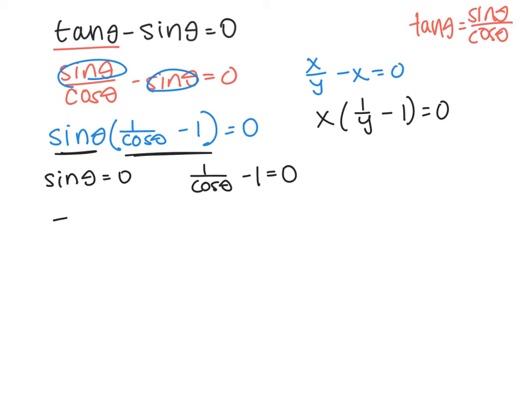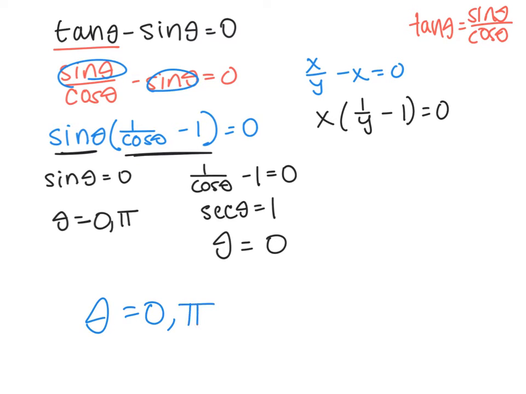For sine of theta equals 0, we get 0 and pi. Over here, add 1, and really we can change that 1 over cosine into secant. So we get secant of theta equals 1. And that's the same as where cosine equals 1, which is at 0. So in this case, that was just a repetitive answer. Your final answer would just be 0 and pi. You do not need to list anything twice. In this case, just list all the answers.